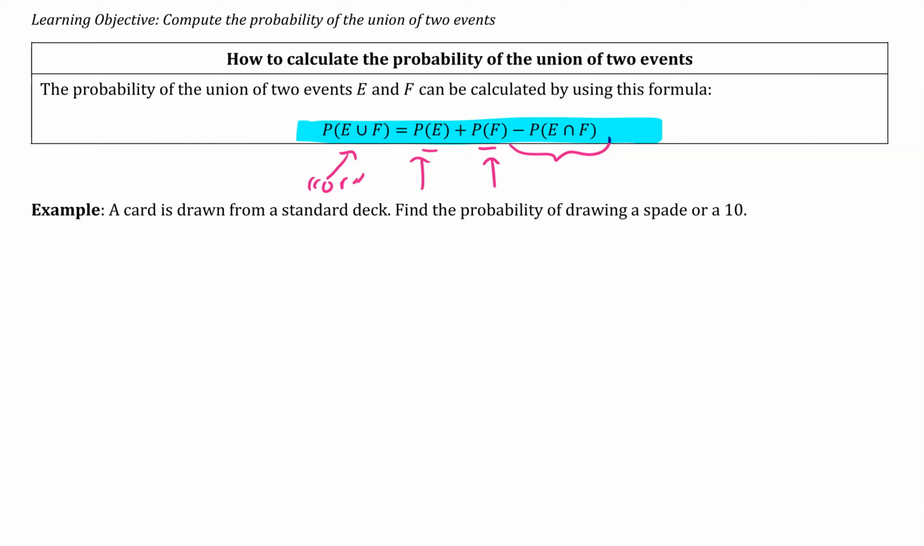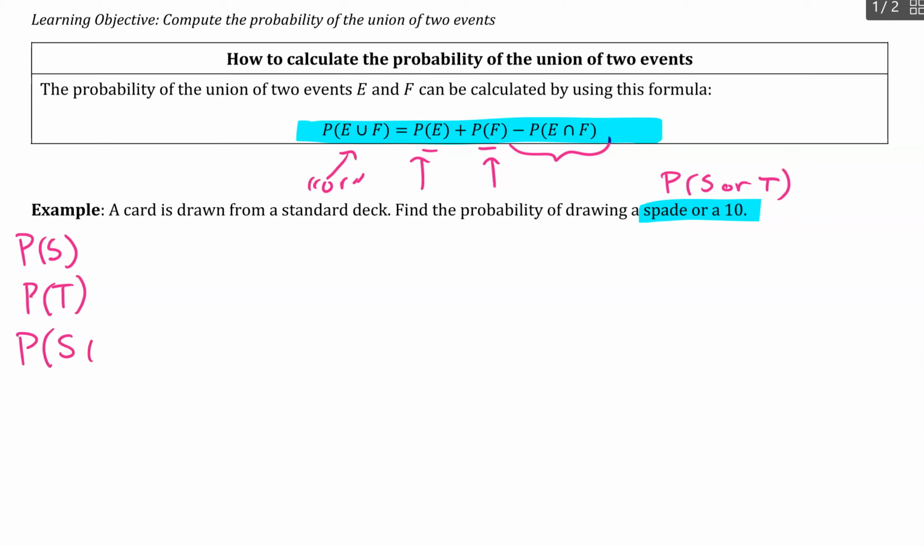A card is drawn from a standard deck. Find the probability of drawing a spade or a 10. So we want the probability of a spade or 10. In order to find that, we first need to find the probability of a spade, the probability of a 10, and the probability that a card is a spade and a 10. And then we can plug those numbers into our formula.